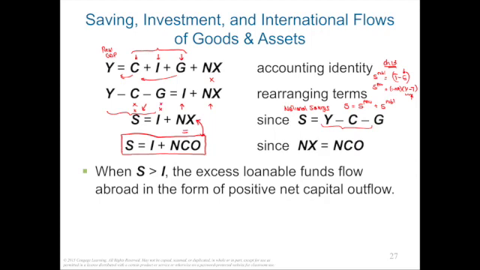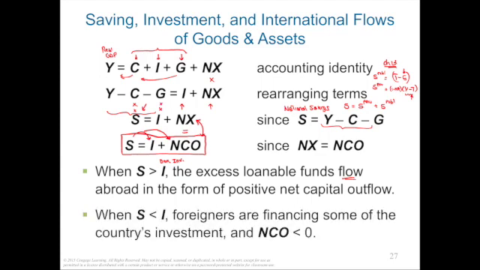In the case in which national savings are higher than domestic investment, then the excess of loanable funds flows abroad in the form of positive net capital outflows. If you are saving more than what is needed by your economy in terms of investment, you can actually use these savings in order to invest abroad.